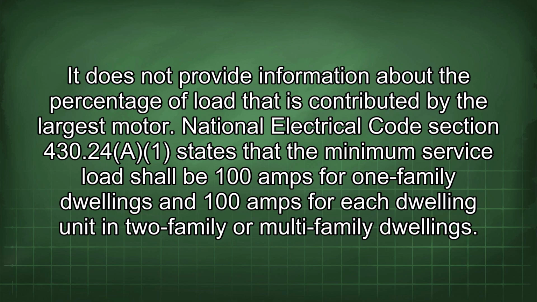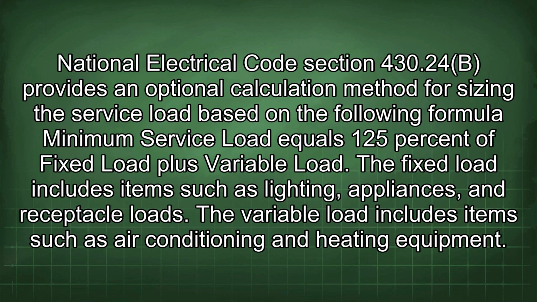National Electrical Code Section 430.24 states that the minimum service load shall be 100 amps for one-family dwellings and 100 amps for each dwelling unit in two-family or multi-family dwellings.